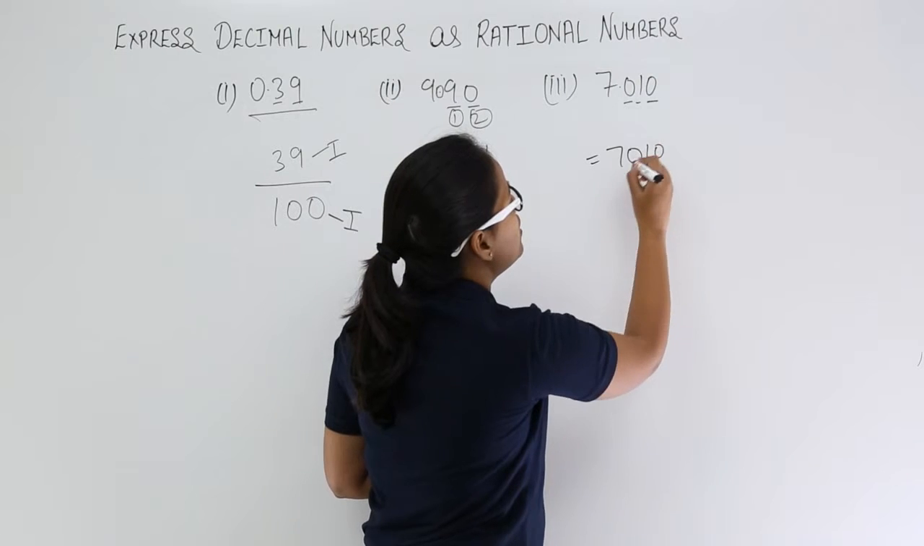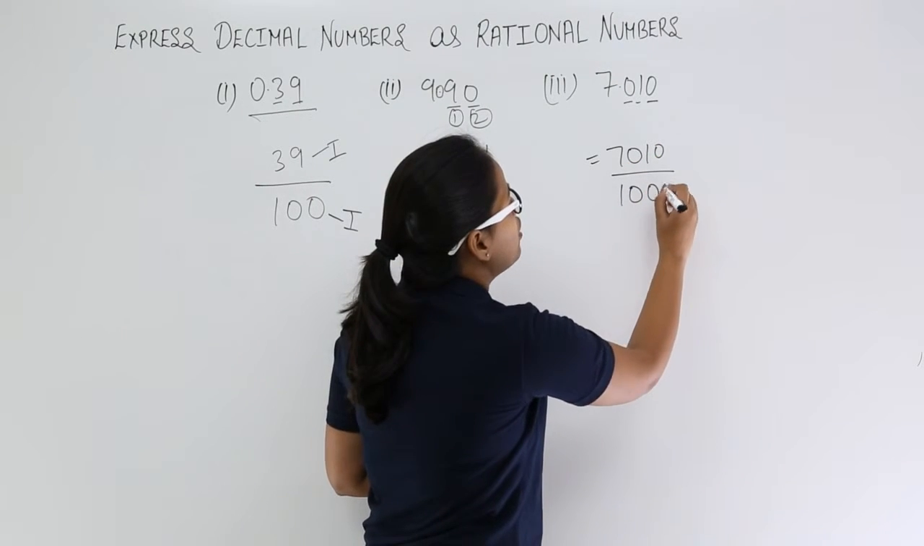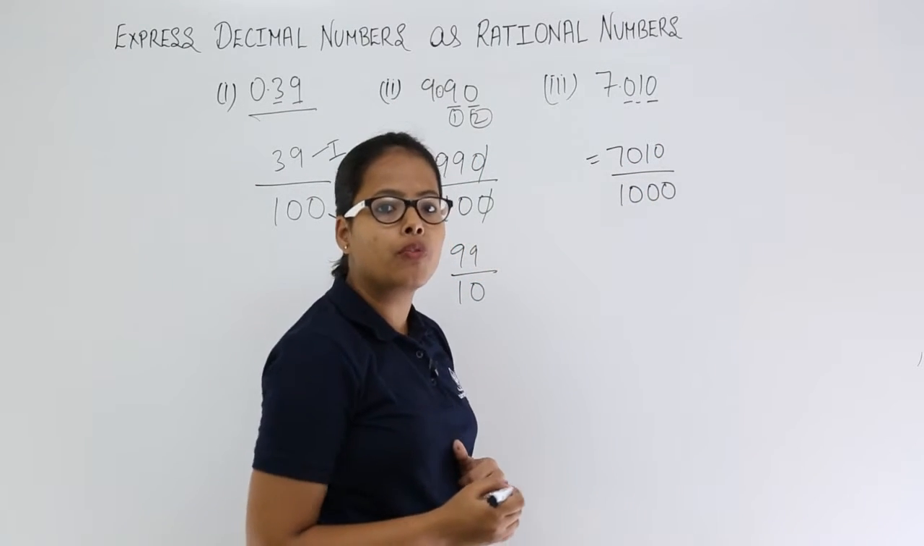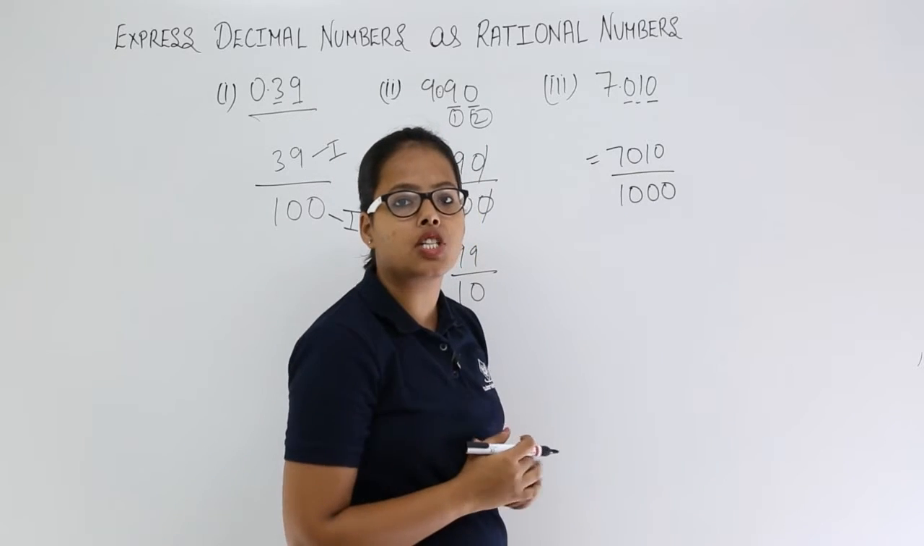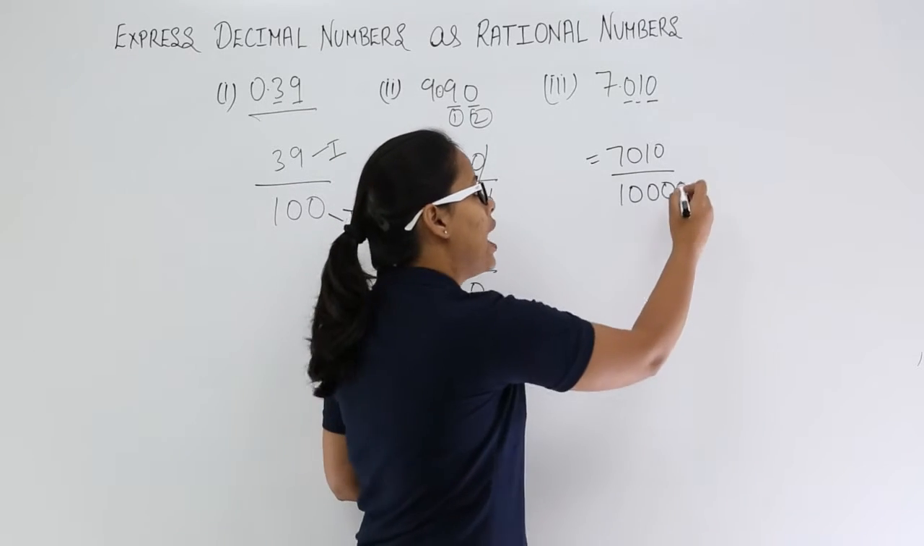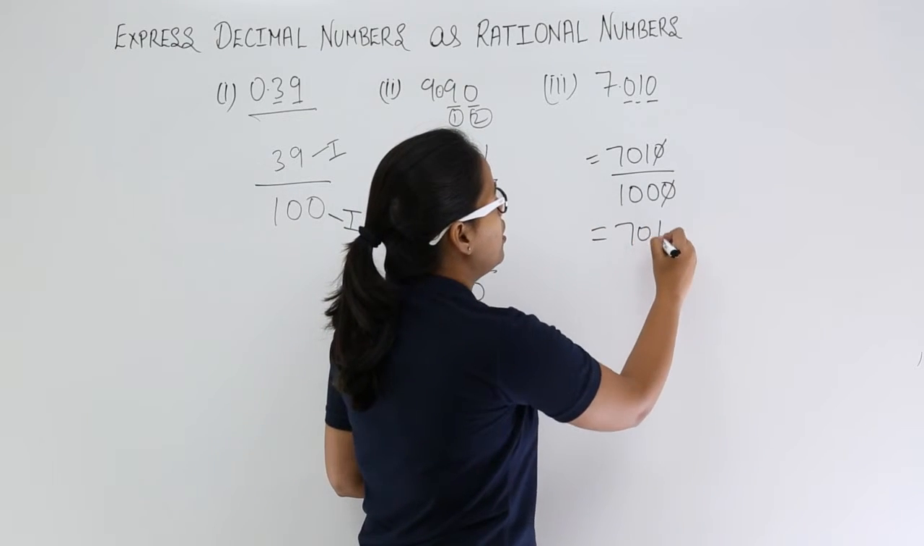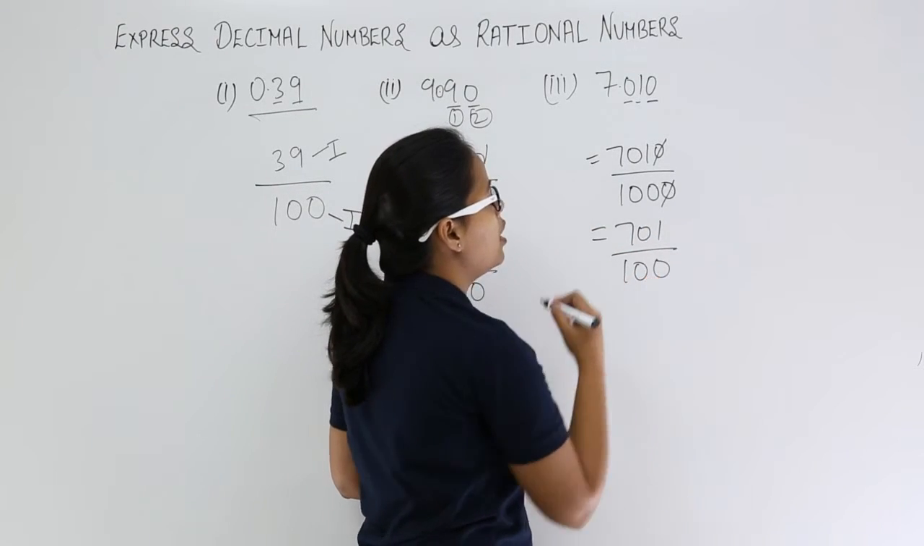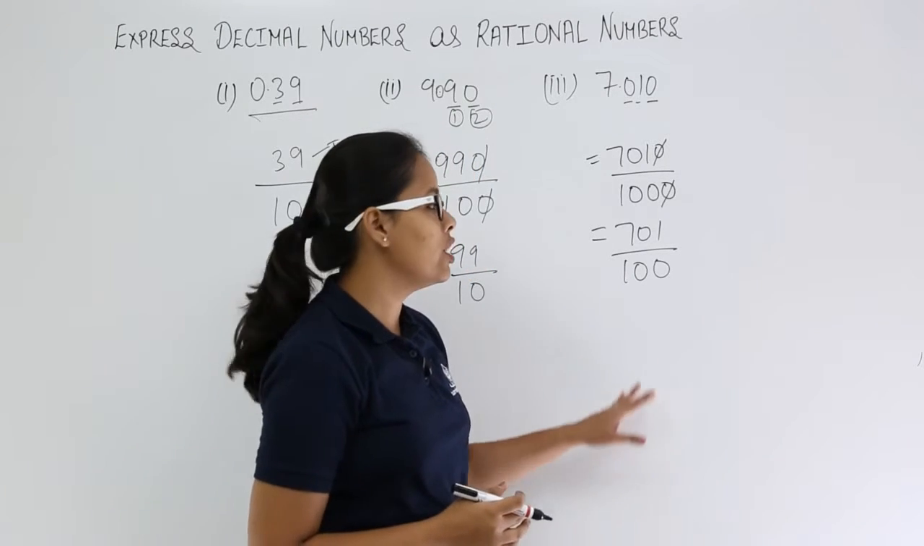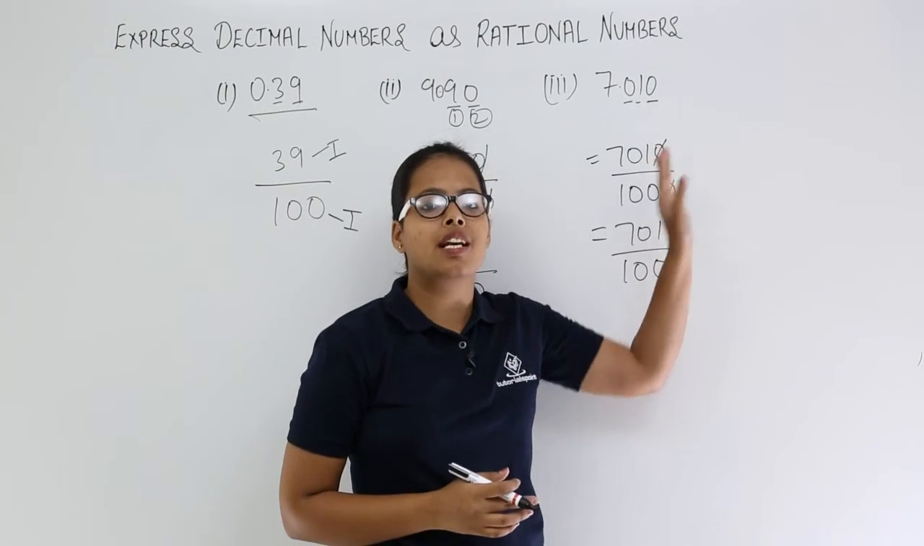So 7010 divided by 1000. After removing the decimal point, this would be the representation of this decimal number. As 0 and 0 will get cancelled out, now what you'll get? The reduced form will be 701 divided by 100. So this would be the rational form of this decimal number.